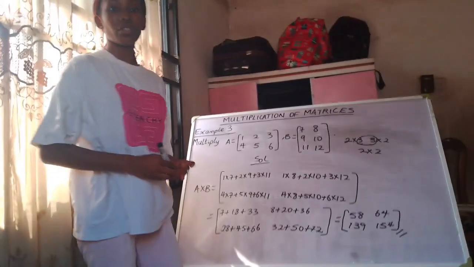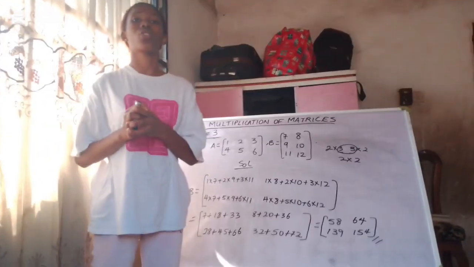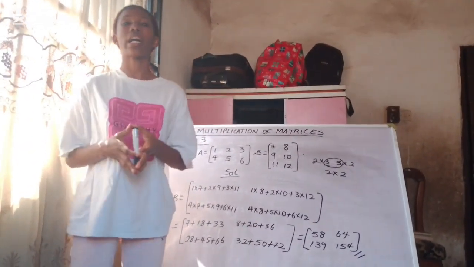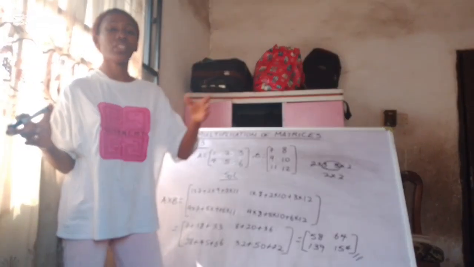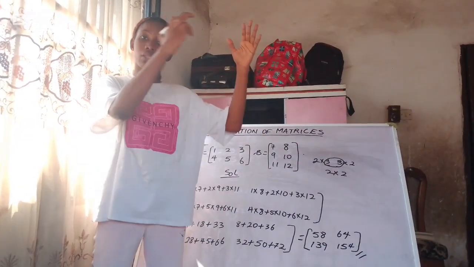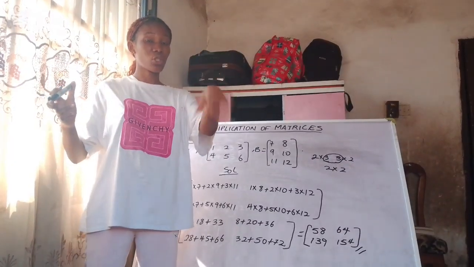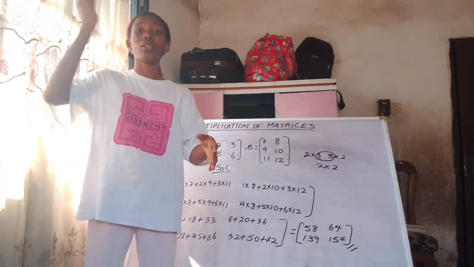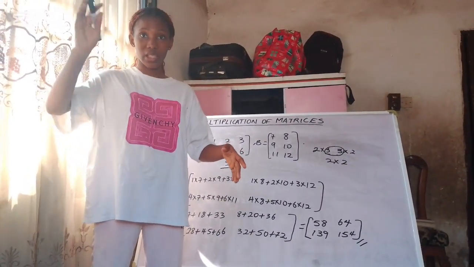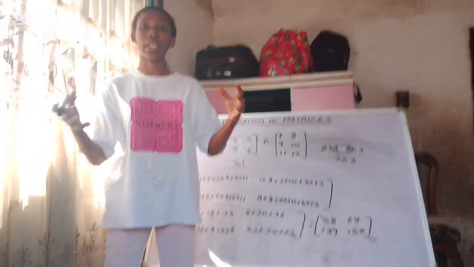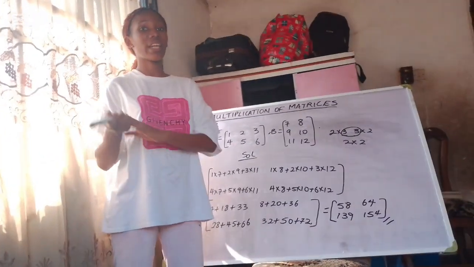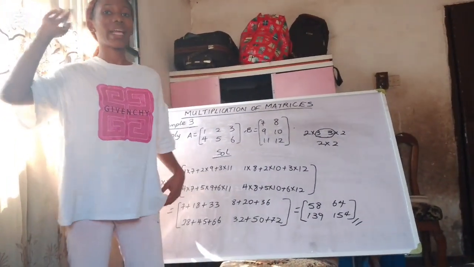So in conclusion, for addition and subtraction of matrices, they should be of the same order. While for multiplication, the last number in the first matrix and the first number in the second matrix should be the same before they can multiply. And the way you multiply them is row multiplying column.